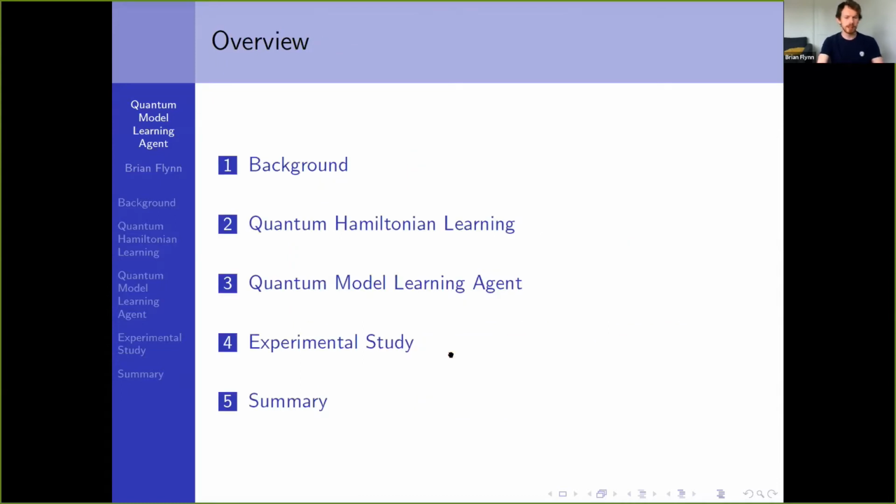To give you a quick idea of the structure of the talk, I'm going to dwell for a second on some background that's probably familiar to most of you, just to get all the language on the table that I'm going to use. Then I'm going to talk about quantum Hamiltonian learning, which is another algorithm. This is not an algorithm that we've designed or that I'm presenting as new work, but it's important to understand the later sections. Then the quantum model learning agent, finally, this is our protocol, and I'll explain all the steps of it one by one there. And then finally, we'll talk about the experimental study that we applied and that we wrote about in our recent paper.